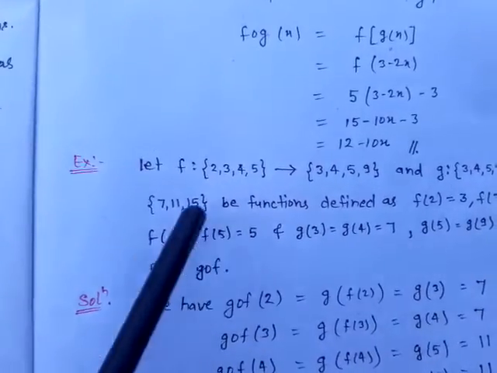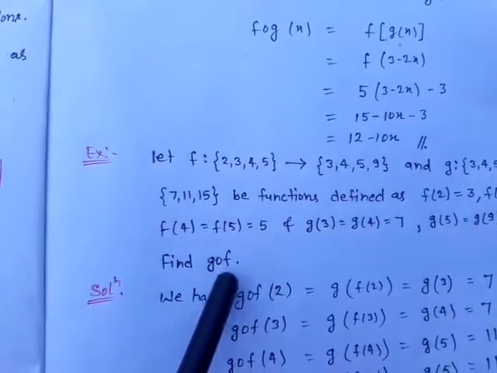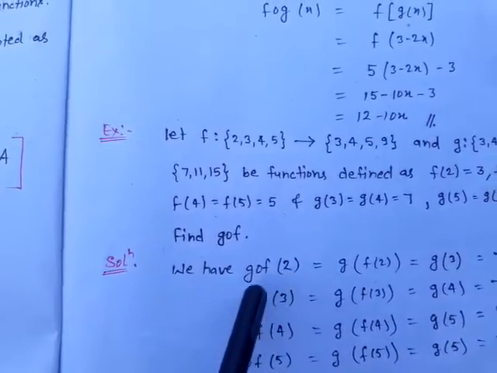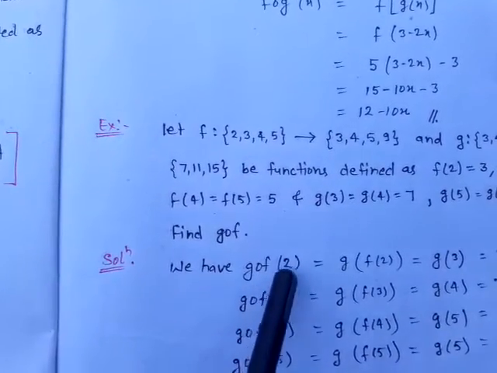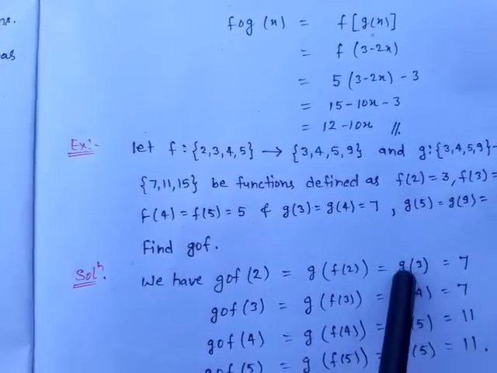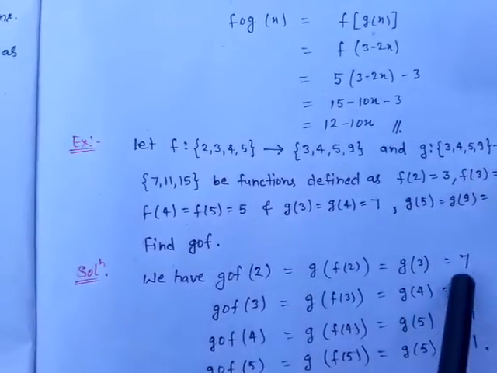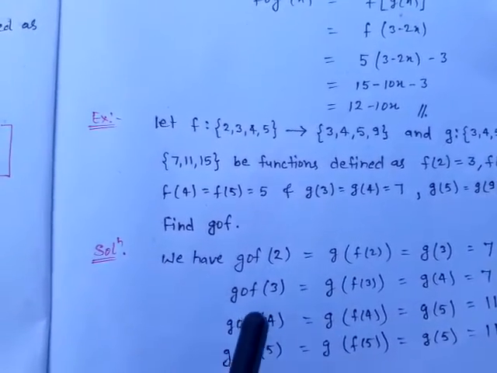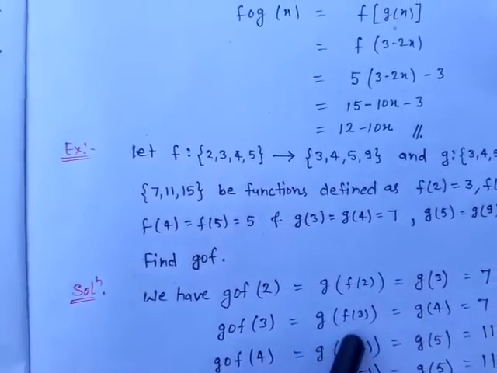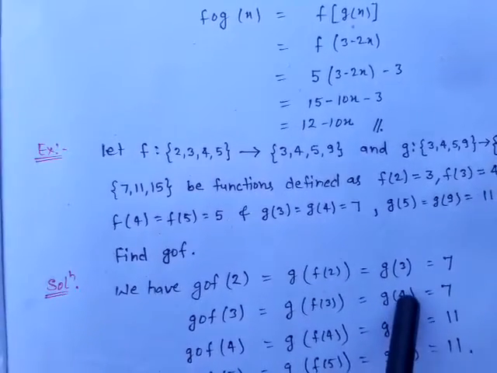Now we find g∘f for 2, 3, 4 and 5. First element is 2, so g(f(2)). The value of f(2) is 3, we put 3, and the value of g(3) is 7. So g(f(2)) is 7. Now the second one is g(f(3)). Second element is 3. The value of f(3) is 4, so this is g(4). The value of g(4) is given as 7.